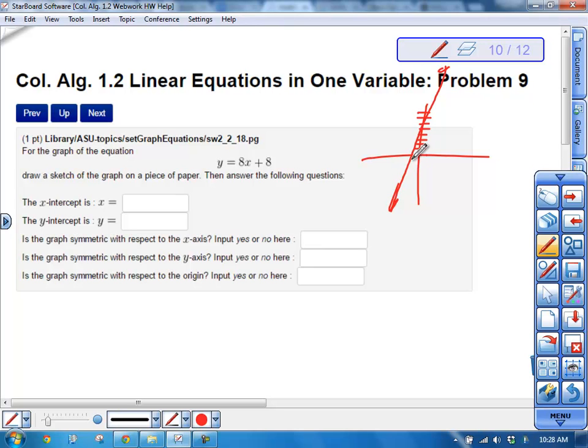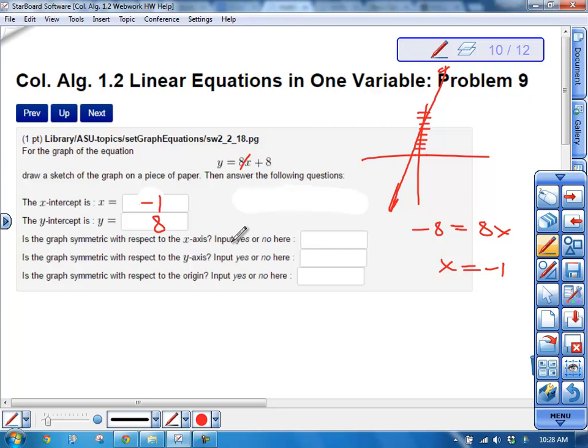The x-intercepts are always where y is 0. So I'm going to plug in 0 for y. I'm going to subtract 8 from both sides. So I have negative 8 equals 8x, and then divide by 8. So x equals negative 1 is the x-intercept. The y-intercept, I'm sorry. Yeah. The y-intercept then is when x is 0. Plug in 0 for x, and you get y equals 8.